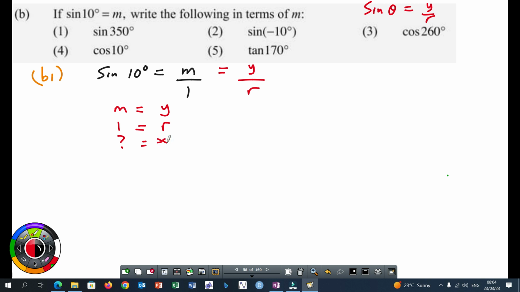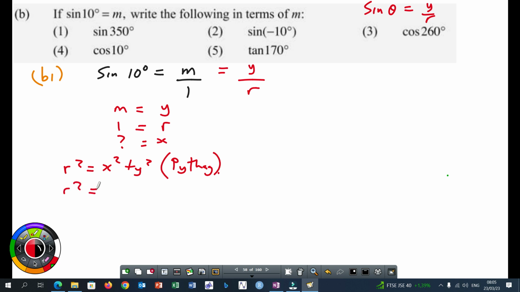Okay, x is unknown. So we use the theorem of Pythagoras. So it will be r squared is equal to x squared plus y squared. Now remember what I said yesterday, whenever you are answering a question of this type, the first thing that you must do is to determine all three, that is x, y, and r. Then you draw a sketch. Generally in trig, there is no mark given for writing this reason, but just always write it down.